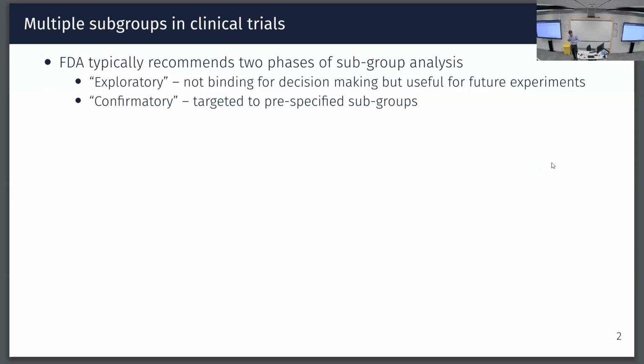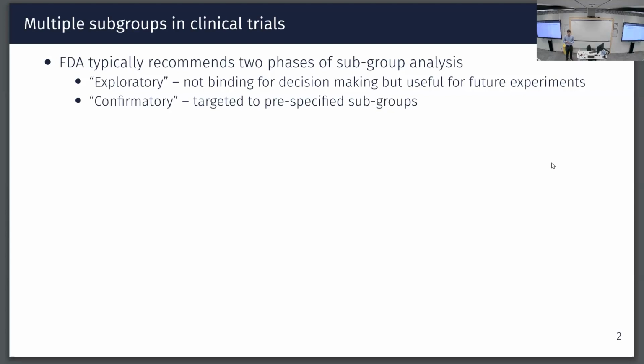So let's step back a little bit and think about multiple hypothesis testing in two different contexts. The first context is FDA approval, when, for instance, we want the approval of a drug for multiple subgroups. In this context, we can think about two different phases of analysis of our data. The first phase is an exploratory phase. In the exploratory phase, the analyst does not need to pre-specify which subgroups are of most interest, just reporting their analysis of treatment effect heterogeneity across different subgroups.